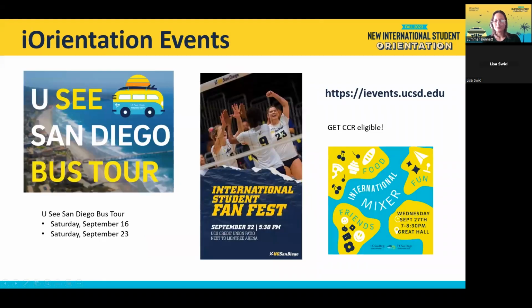Okay, so our events calendar is on our website and it's automatically updated with all of the events that happen year round. Right now, there's a lot of information about things happening in the next 2 weeks. For example, on the left, we see the UC San Diego bus tour. At the moment, that is all full, but you can also sign up to be on the wait list. And that is a tour of San Diego happening this weekend and also next Saturday.